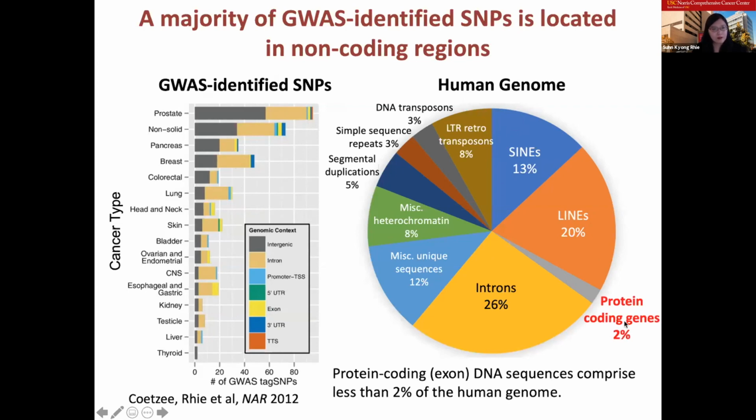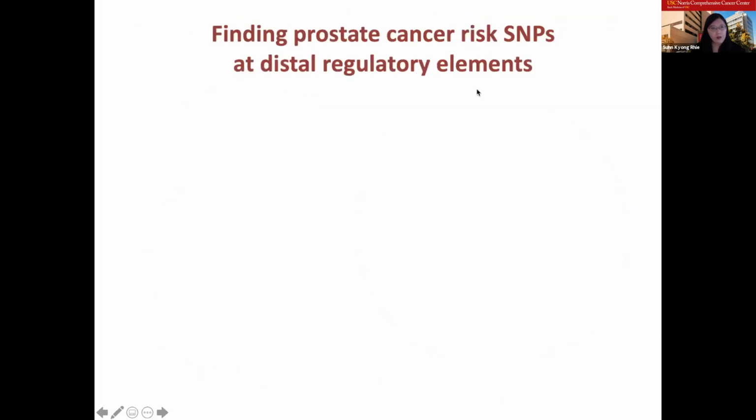So definitely GWAS people need our help to understand the cause or the function, the mechanism of how these risk SNPs lead to disease. And we actually participated in this study working with epidemiologists, and we studied prostate cancer. This is how we study prostate cancer risk SNPs. We are able to find prostate cancer risk SNPs at distal regulatory elements first, using 2000 fine mapped prostate cancer GWAS SNPs. After performing GWAS, we fine map to narrow down potential SNPs related to prostate cancer risk.